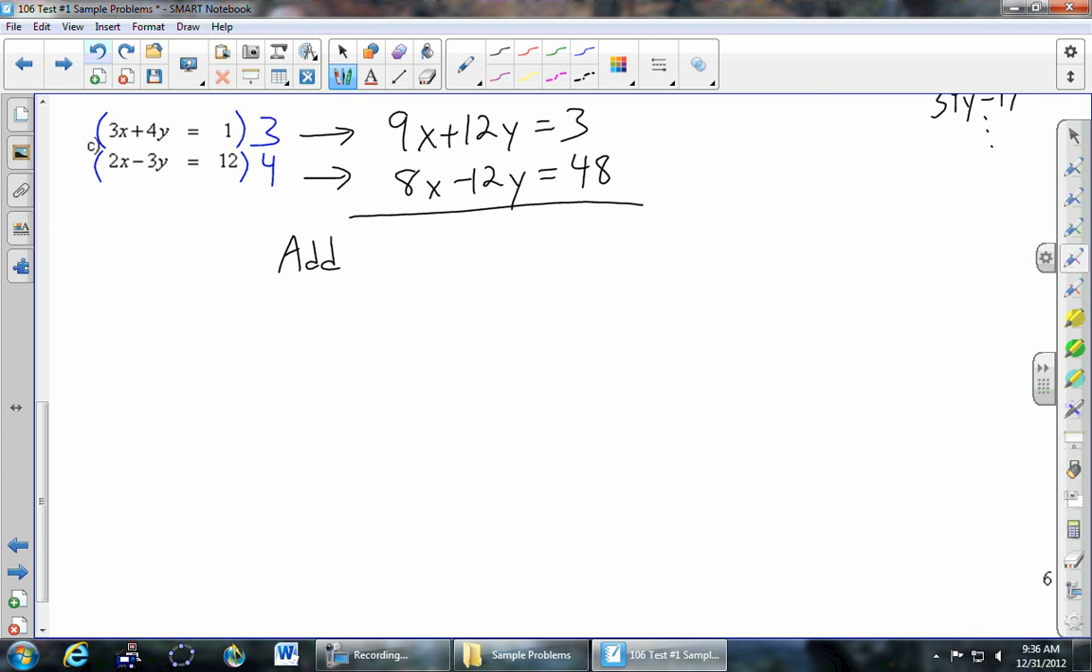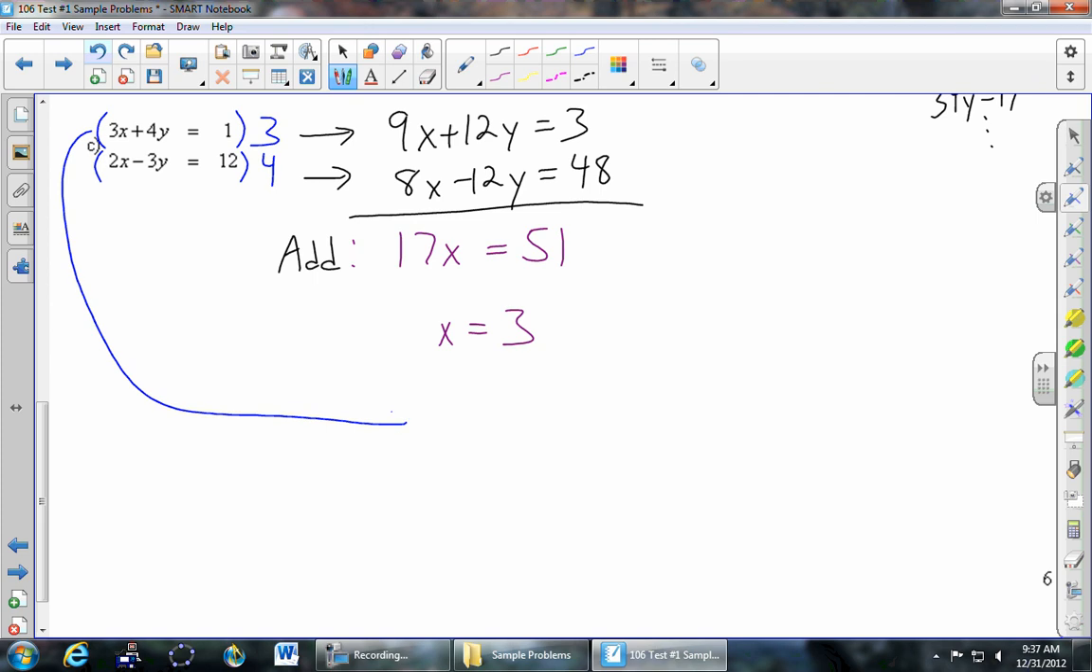And when we add them, we get 17x. The y's cancel by the way we built it, is equal to 51. Divide both sides by 17. X is equal to 3. Finding y is going to be a little bit of work, no matter what we do. Let's go ahead and take the first equation. You could just as well take the second one.